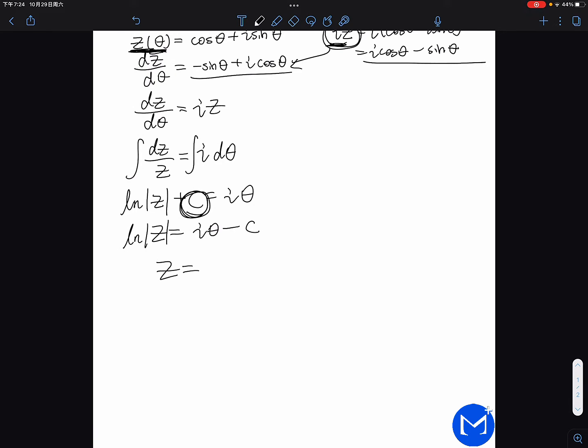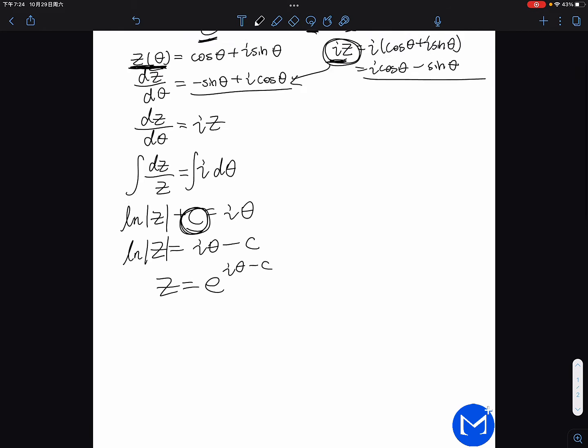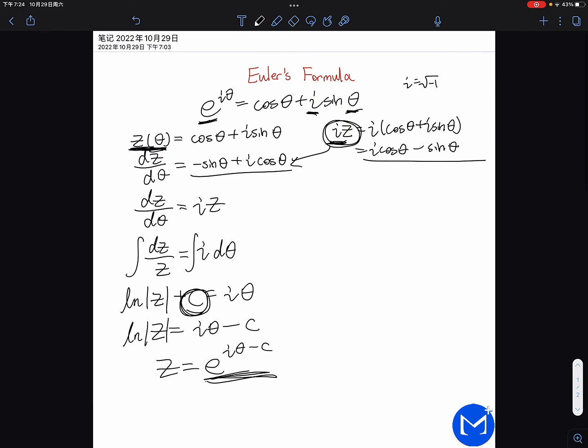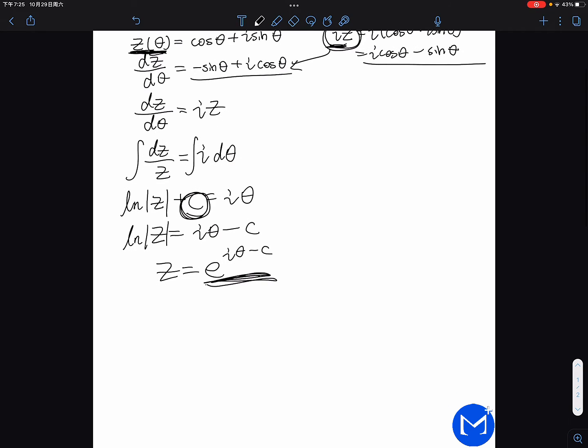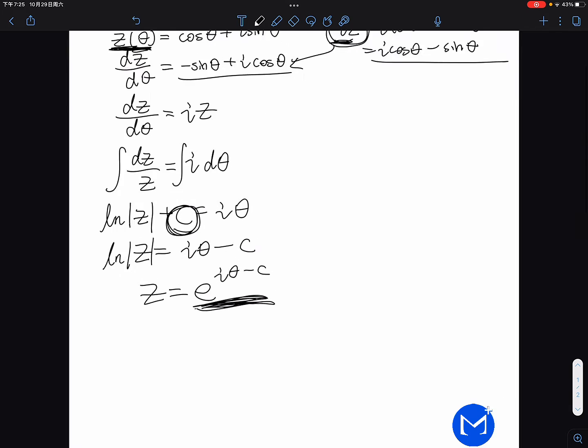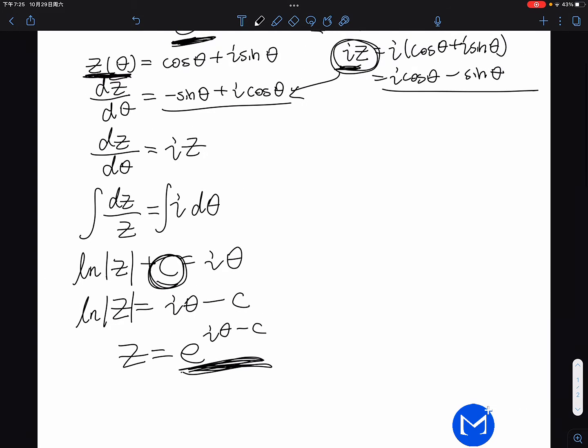And z will equal what? z will equal e to the power of i times theta minus c. Okay? See? This expression here is quite similar to e to the power of i times theta. But we're not there yet. We're trying to get the value of c here. Okay? So how are we going to do that?